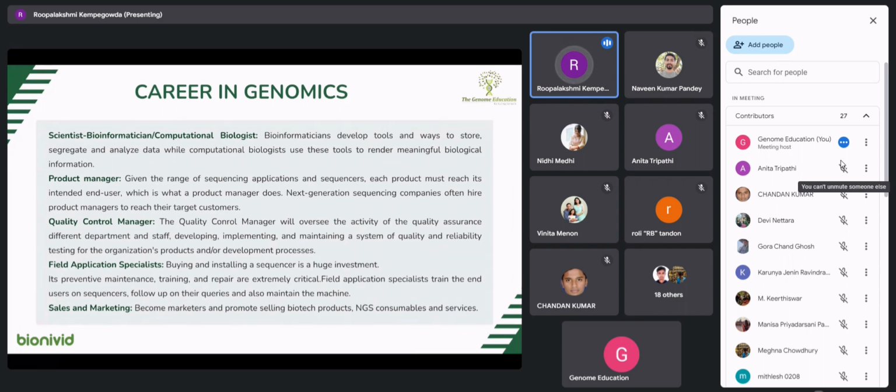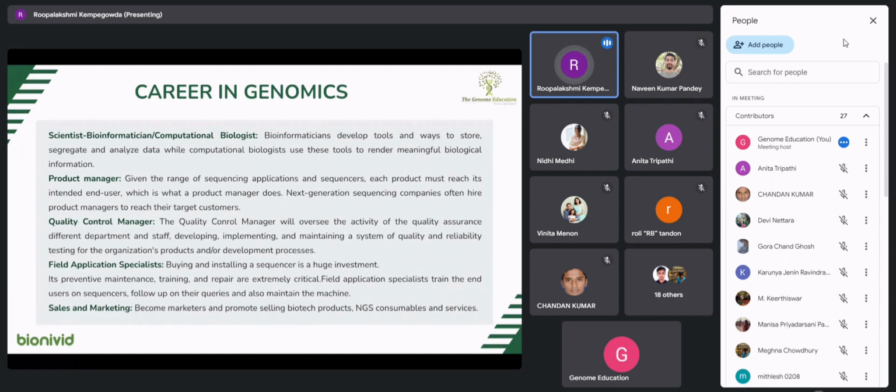Quality control manager, which is very much required for all genomics products. As you know, genomics is nothing but a part of molecular biology. When you say molecular biology, so many molecular techniques are involved, and in every technique there is quality control. So we can work in quality control.